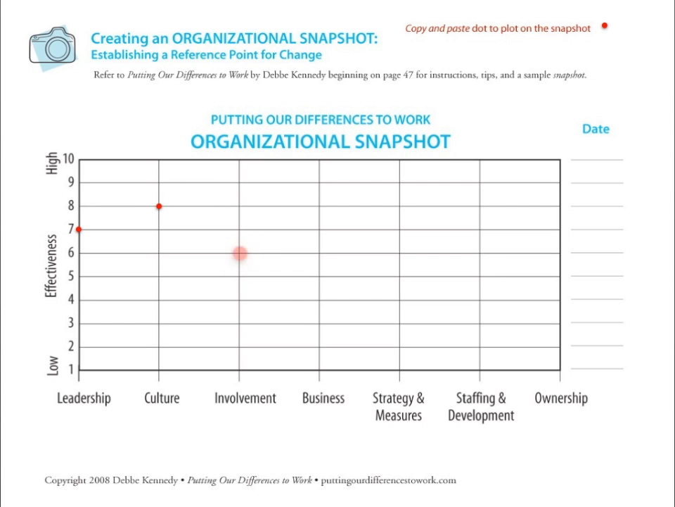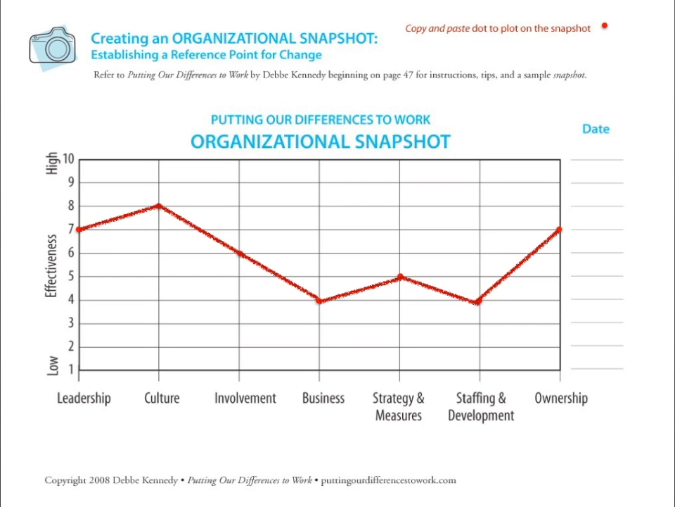So culture we think is a little bit higher. Involvement, we think our organization could do some better work there. Business, we give it a 4. Strategy and measure, a 5. Staffing and development, we'll give that a 4. And then ownership, we'll give a 7. So this gives us an idea of how our organization is sort of assessed at this point.